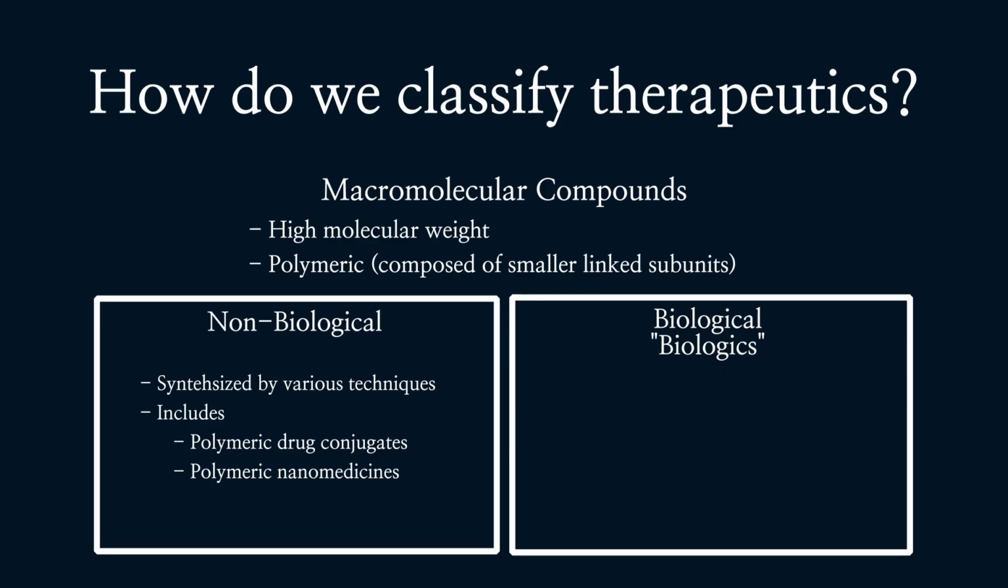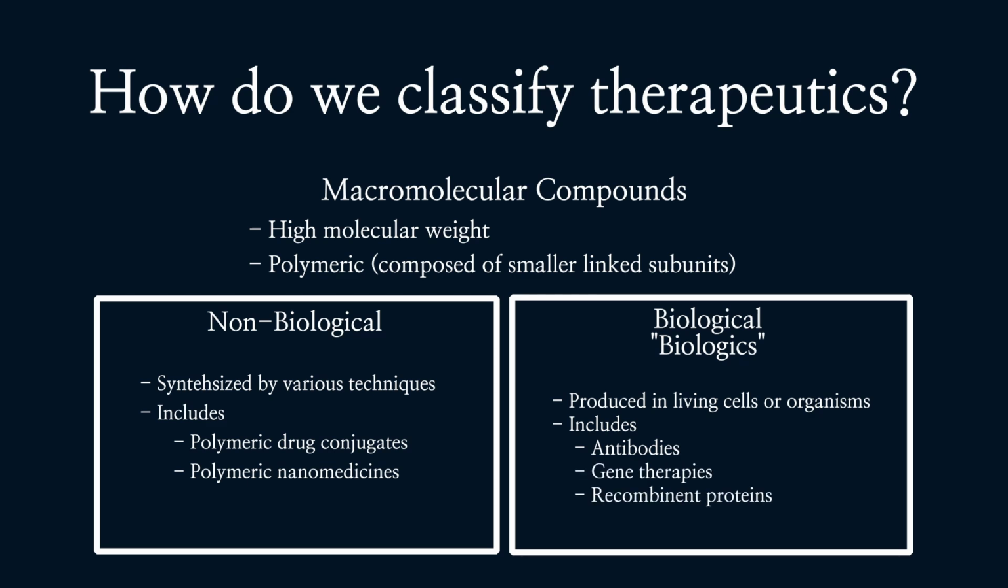Biologics are macromolecules produced in living cells or organisms, and are composed of things such as antibodies, gene therapies, and recombinant proteins. It is important to also note that often grouped in biologics, though not considered macromolecules, are therapies that utilize cells and organisms, such as vaccines and CAR T cells.